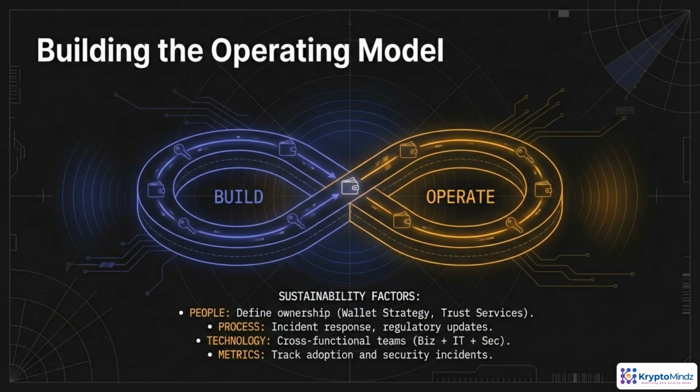You can also view your eIDAS 2.0 work as a continuous loop between building and operating. In the build phase, you design wallet and trust service journeys, select vendors, and agree on assurance levels and controls. Operation is where you run these flows every day, monitor incidents, and adapt to new regulations or wallet ecosystems. To make this sustainable, be explicit about ownership, especially for wallet strategy and trust services. Stand up cross-functional teams across business, IT, and security. Then track adoption, failure rates, and security incidents so each release improves the next cycle.